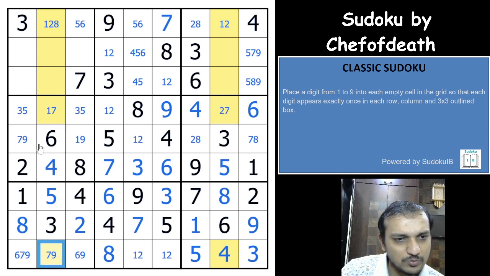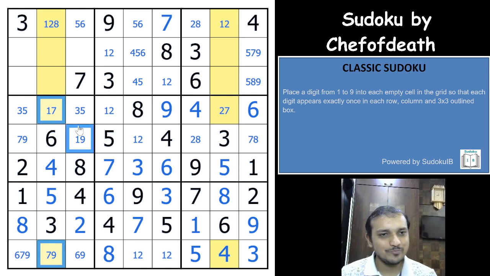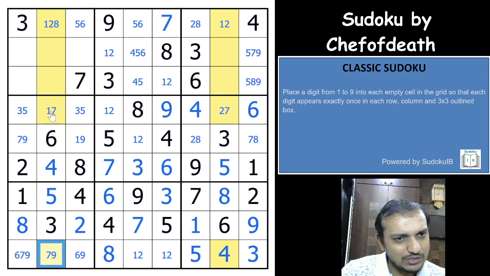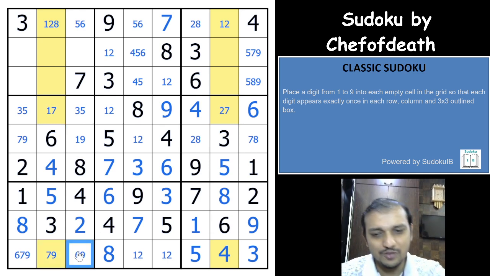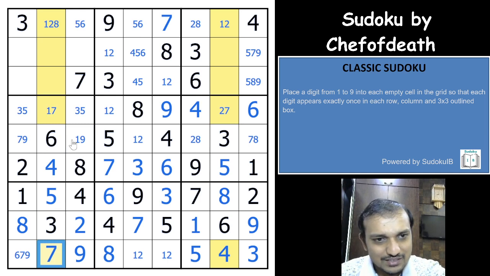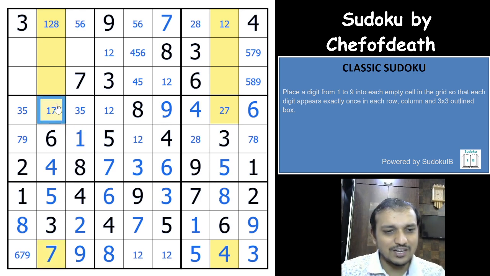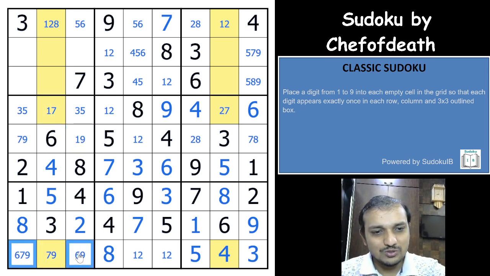Oh, this is possible. 7, 9, 1, 9 and 1, 7, right? Amazing. 7, 9, 1, 7, 1, 9. So these two cells are the last cells, and common digit is 9. So this cell cannot be a 9. So if this is a 9, that is 7, that is 1, and this cannot be anything more. Wow. So this is 6.